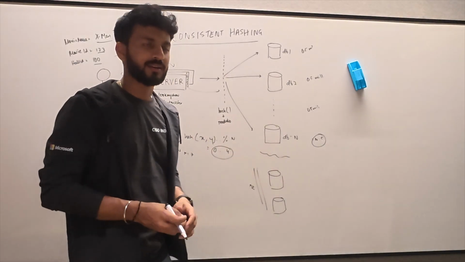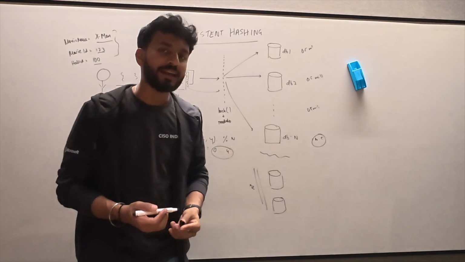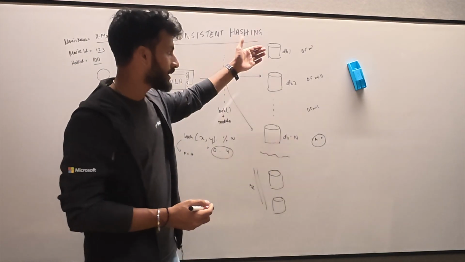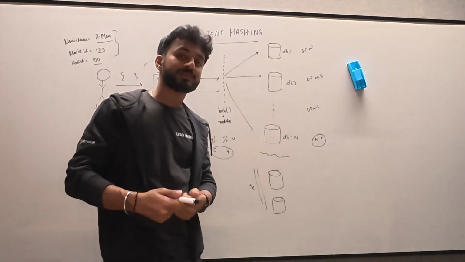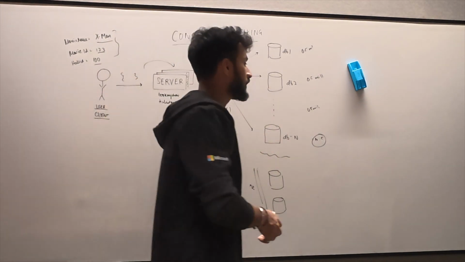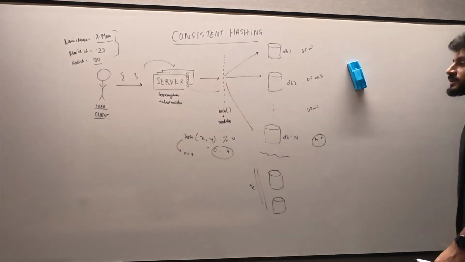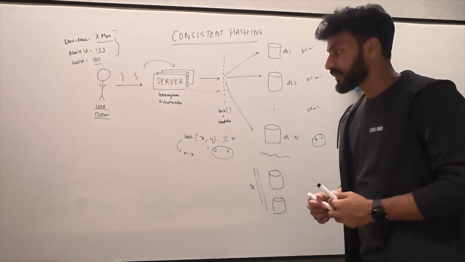Do you want that? Even after adding 2 databases, most of your requests are going to these 5 DBs, right? So it's not equally distributed. That's the first problem. What's the second problem?